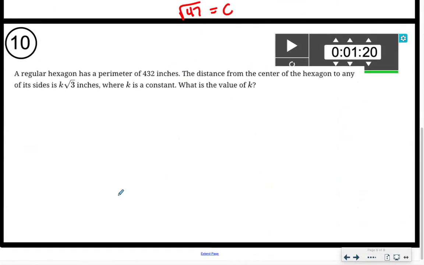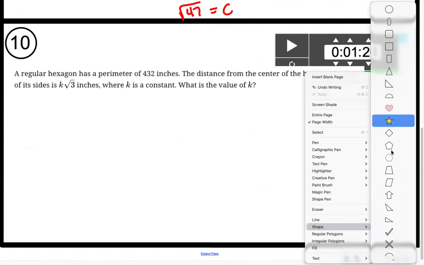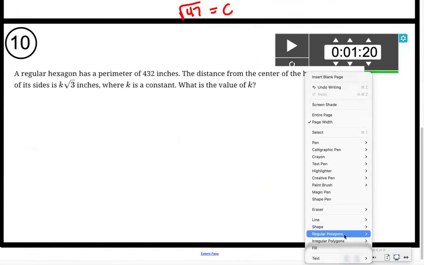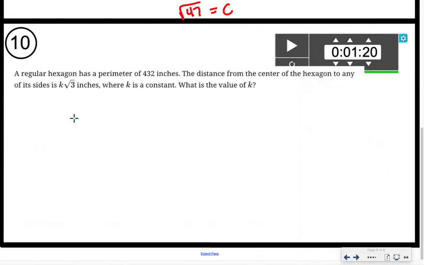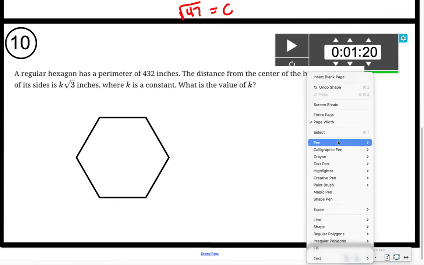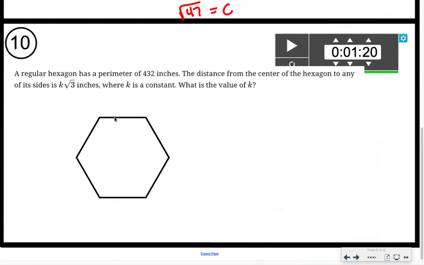All right, we got a regular hexagon. The distance to any of its sides, what's the value of K? All right. Just to visualize this, I know you won't be able to do this on the test, but I am going to try to pull up a hexagon just so it looks better. Okay. So we got a little hexagon going on there, and it's regular, so all the sides are the same. So the perimeter is 432.